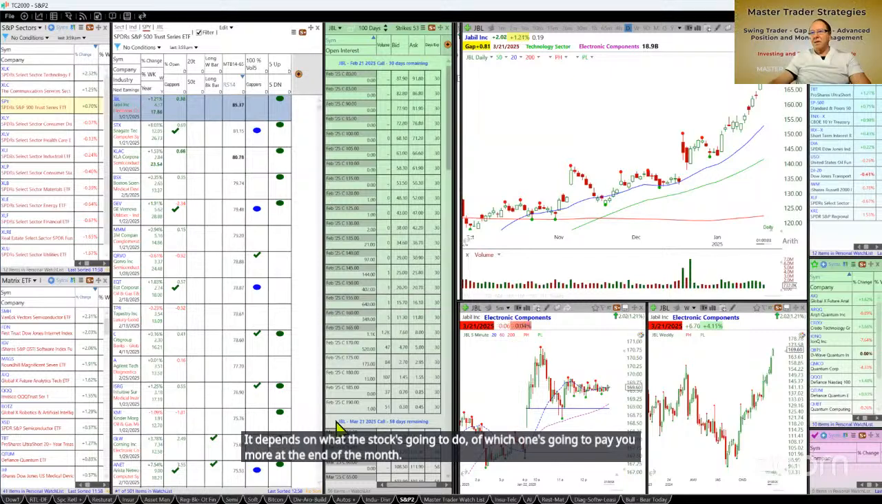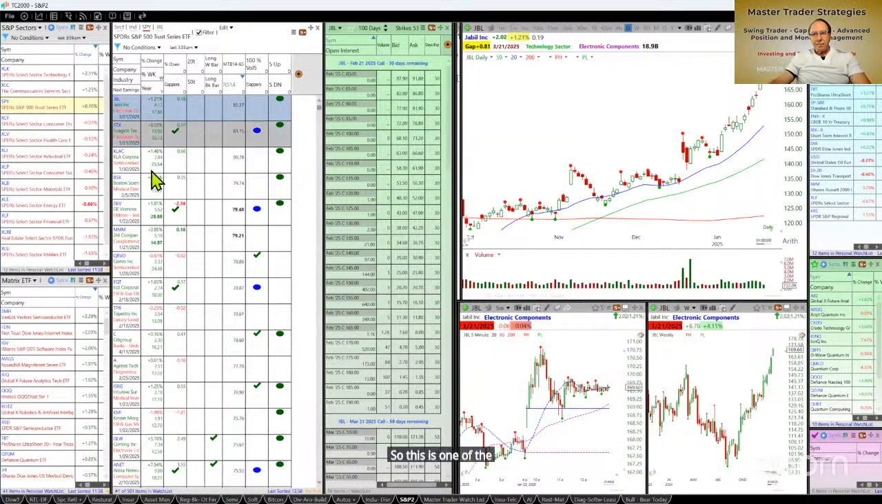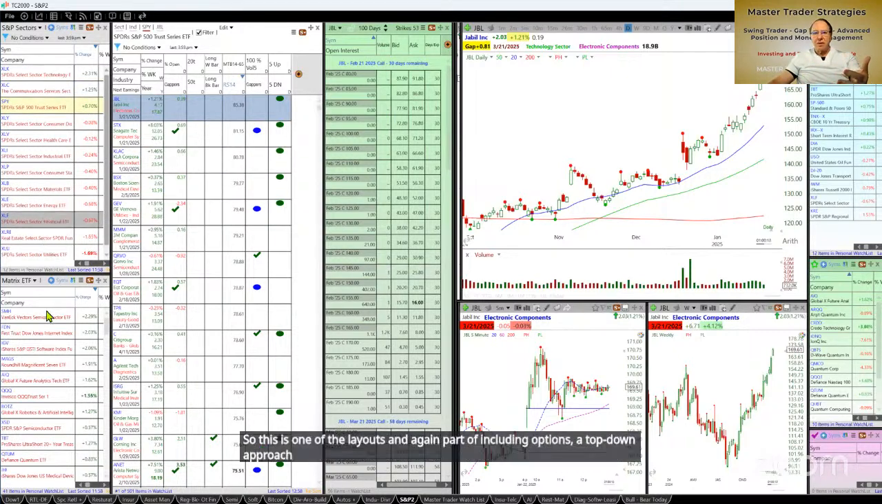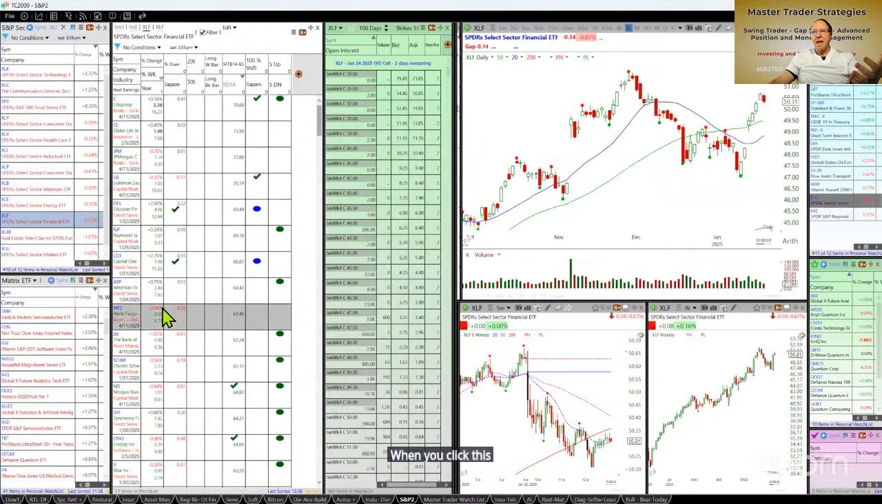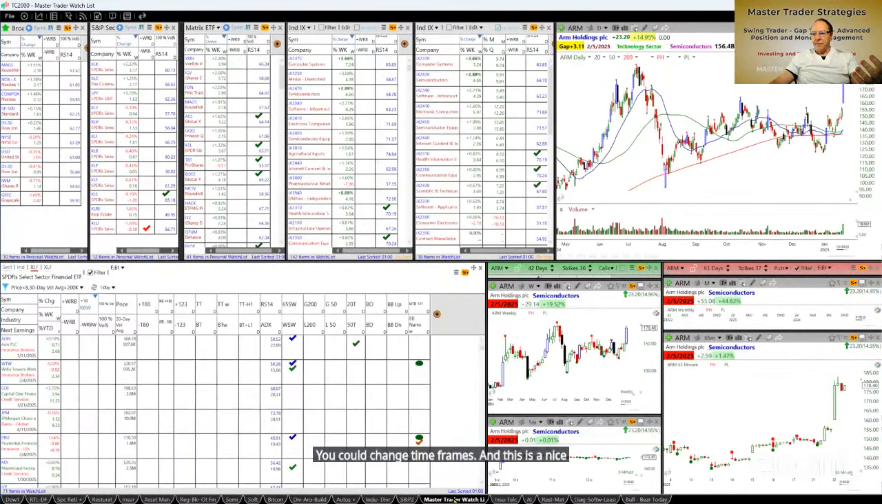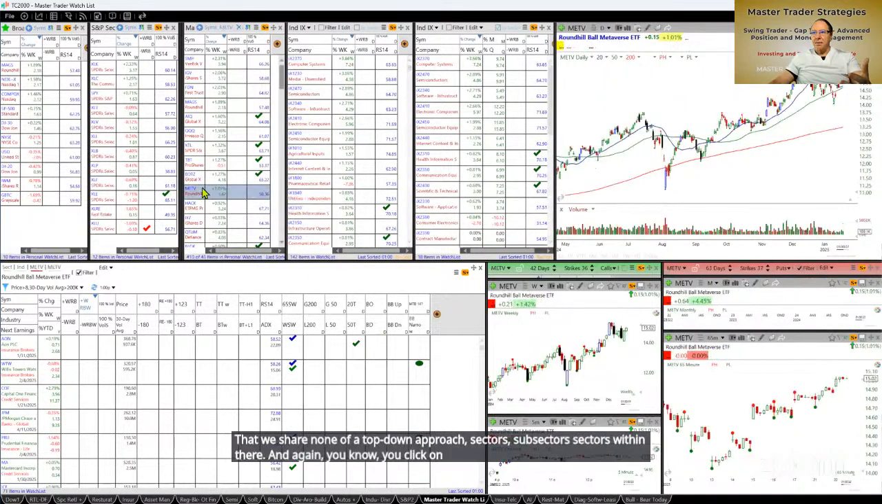So this is one of the layouts, and again, part of including options is a top-down approach, S&P sectors. These are all ETFs that we like to focus on. When you click this or financials, it loads the stocks within there. You can see the options and change time frames. And this is a nice layout too that we share: a top-down approach, sectors, subsectors, sectors within there. You click on one of these and it loads the stocks in there, and there are scans within here.